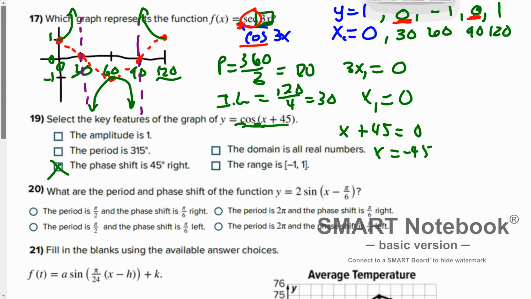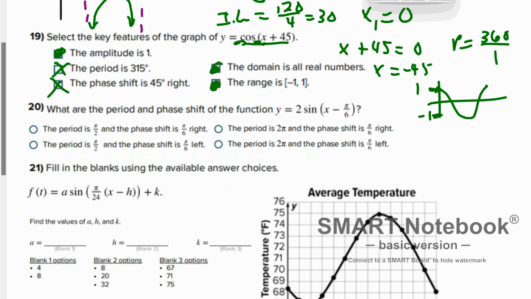Our amplitude is what's being multiplied by the trig function. That is 1, so that is correct. The period is 315. Let's check on that. Our period is 2 pi divided by b, or 360 divided by b, and our b is just 1, because nothing's being multiplied by x except 1. So our period length is 360, so not that one. Our domain is any real numbers. We can plug in anything we want. And we know cosine, if we were to graph it, starts at 1 and goes down to negative 1 and then back up to 1, so the highest number is 1 and the lowest number is negative 1. So that would be true. Those three things are the true ones, the key features.